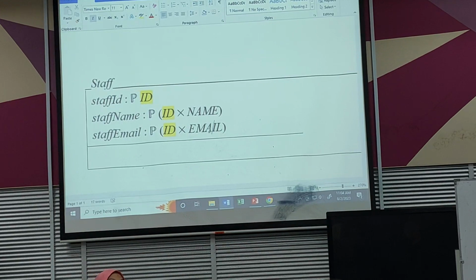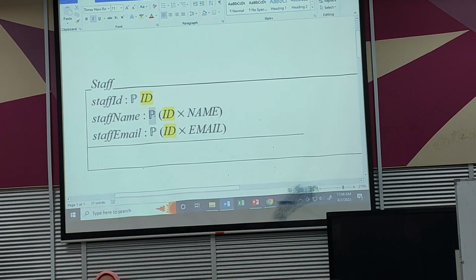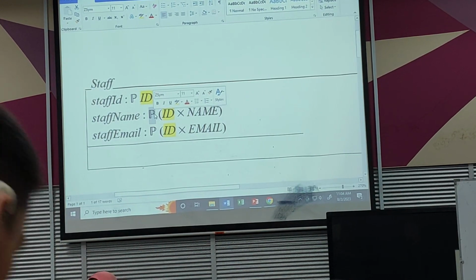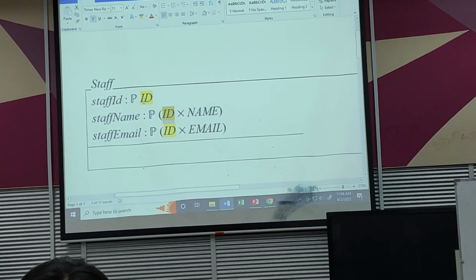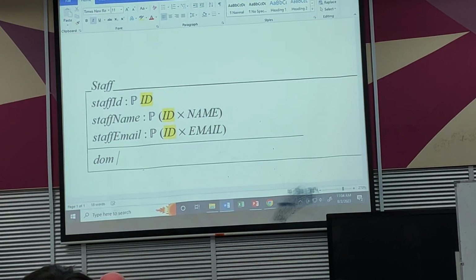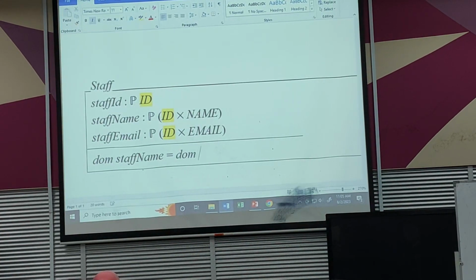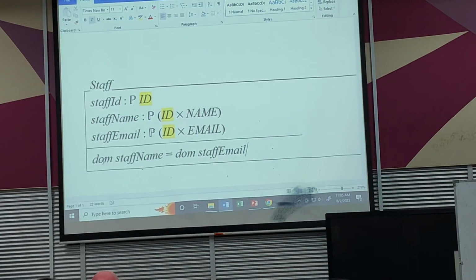Second component is range. Why do I go for domain and range? Because I have power set here. Many. So I will go for domain and range. So here, if I want to represent ID, I will put DOM staff name equals to DOM staff email. Okay, so I have done with this.